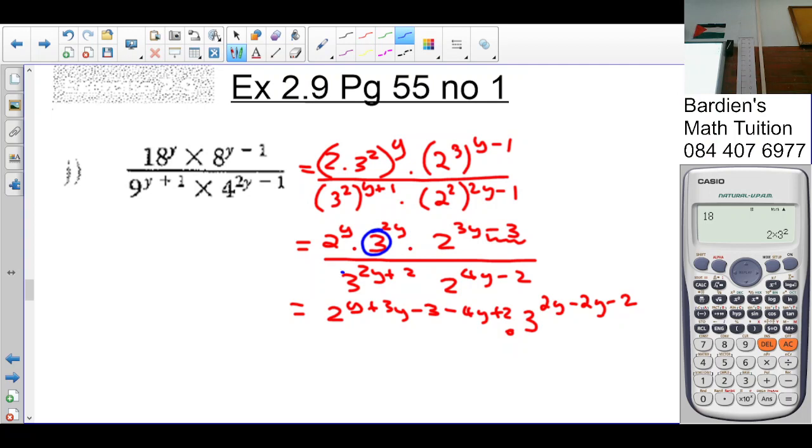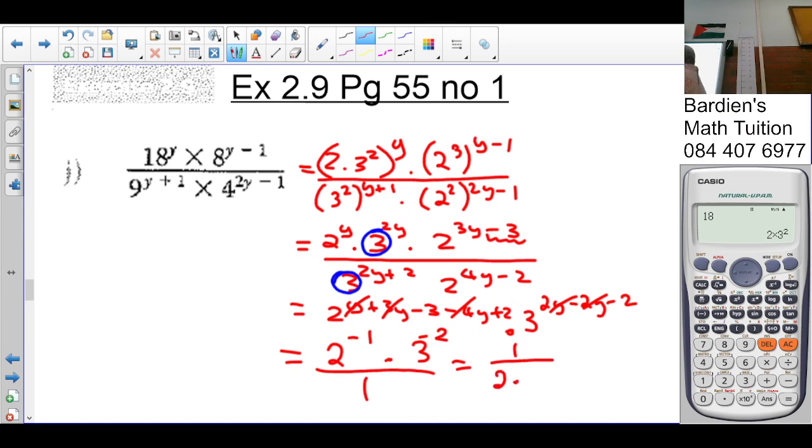Remember, only when the bases are the same do I bring the exponents together. Okay? So it will be 2. Y plus 3y is 4y, minus 4y is gone. Negative 3 plus 2 is negative 1, times 3. That cancels, negative 3. But naturally that is over 1. Both go down. So it's 1 over 2 times 3 squared, which is 9. It's 1 over 18.